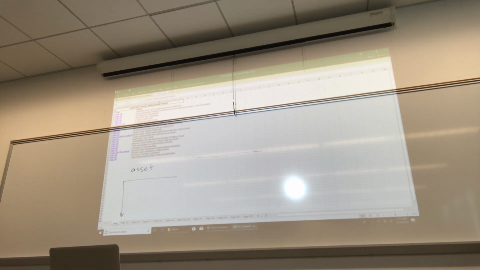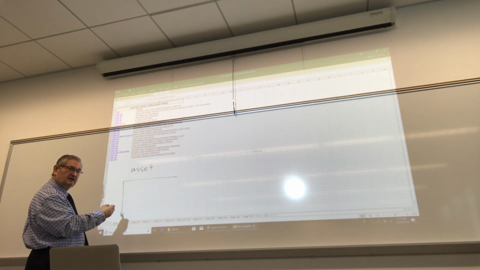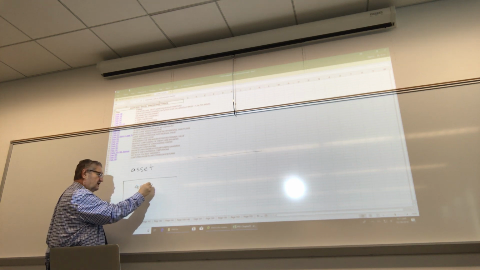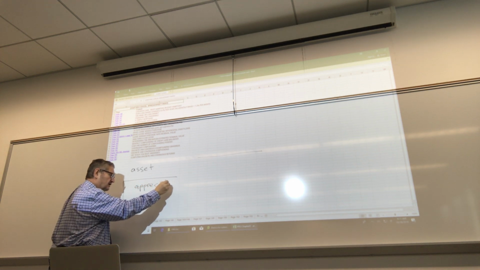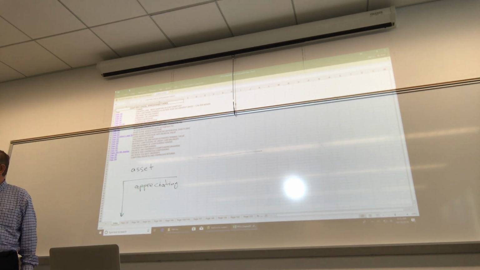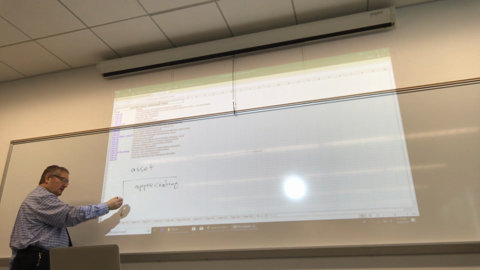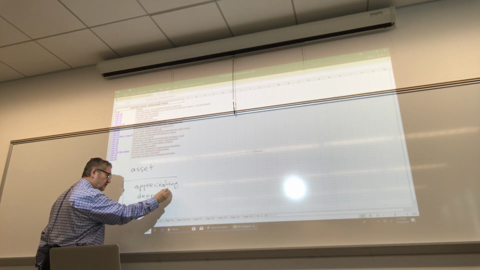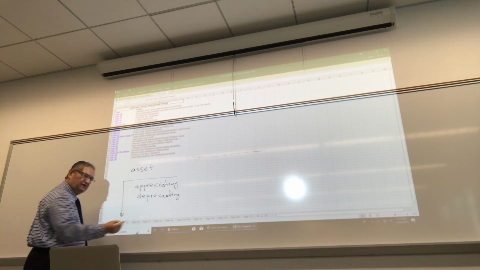So one thing that I want you to think of is if you have an asset, the asset has a value at a given time. After that, as time is going on, two things are happening. One thing is the value of the asset increases. So if the value of the asset increases, it is appreciating. Or the value of the asset declines. So the value is depreciating.